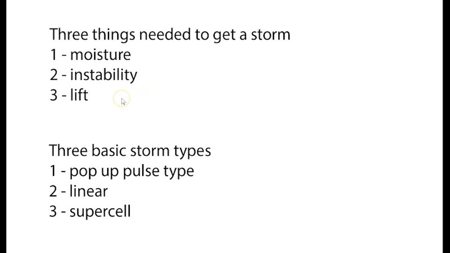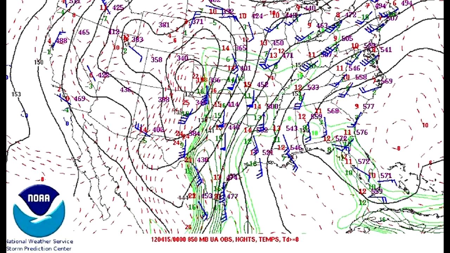Once you get a storm, really there's only three types to think about. Pop-up pulse type, like summer garden variety, that don't last long because there's no shear aloft, so they just go up and collapse. There's linear complexes, like a line or a bow echo. And then there's supercells, just a single rotating updraft that produces the tornadoes and the majority of the severe weather.